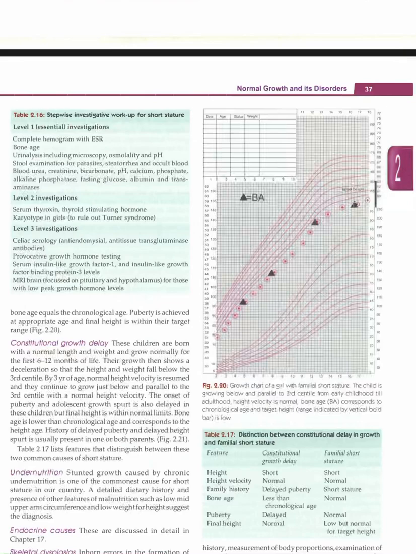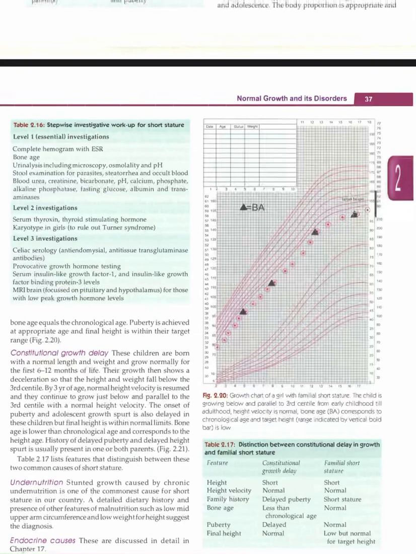In figure 2.20, you can see the growth chart of a girl with familial short stature. The child is growing below and parallel to the third centile from early childhood till adulthood. Height velocity is normal. Bone age corresponds to the chronological age and target height.